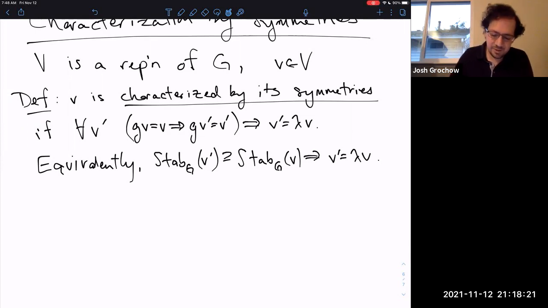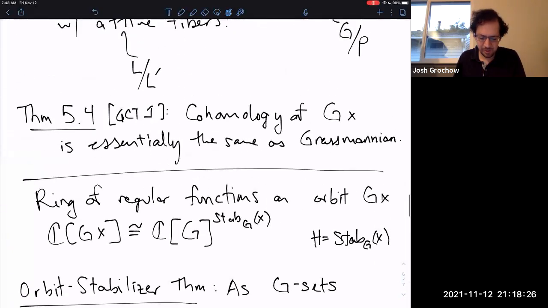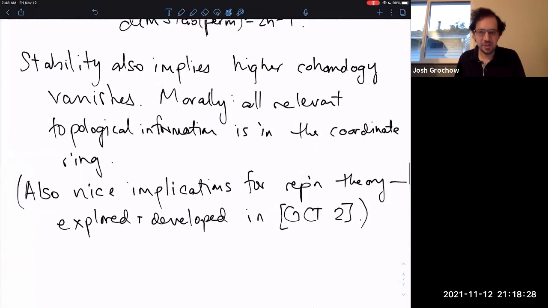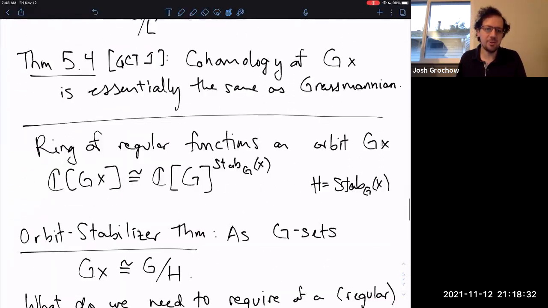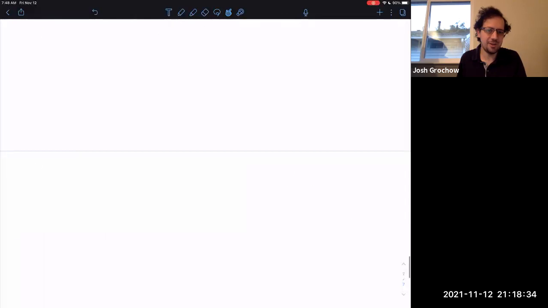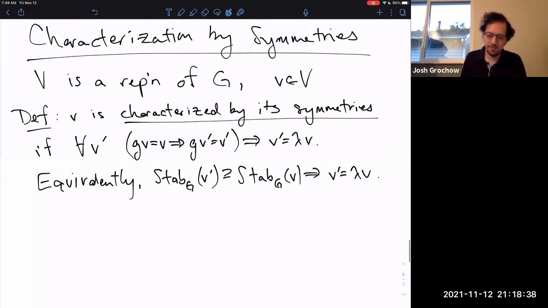And that's very nice, because all these things we were talking about up here were in terms of the stabilizer. So we would like to know that when we're talking about the stabilizer, that's without loss of generality, that you haven't lost too much information by focusing so much on the stabilizer. And in some sense, that's what you get from characterization of symmetries.